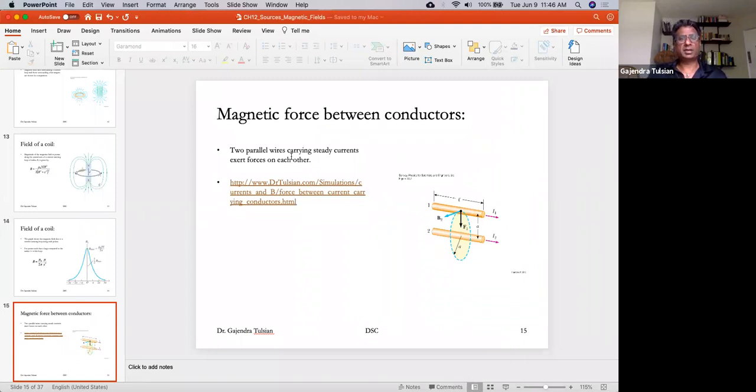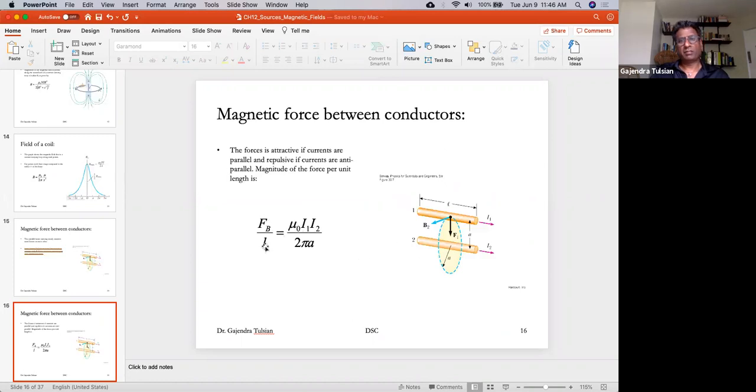Two parallel wires carrying steady currents exert forces on each other, and you saw how that happens. The force per unit length of the wire is given by mu naught, the vacuum permeability, times the product of the currents, divided by 2 pi times a, the distance between the wires. So the force gets weaker the further apart they are. And notice that even if one of the currents is 0, the force is 0. For an attractive or repulsive force to occur between the two wires, they both have to carry currents. So parallel currents are attractive and anti-parallel currents are repulsive.